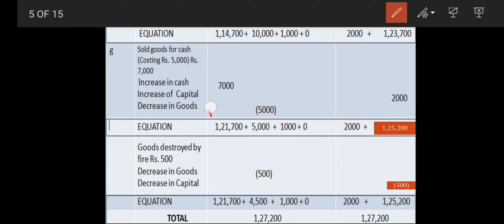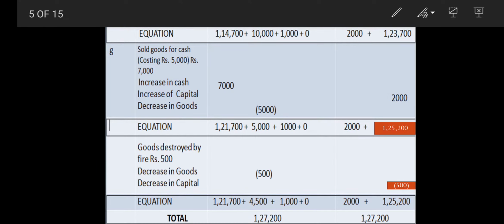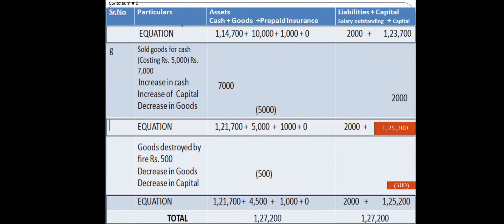At the same time, my cash increases, and overall I am earning a profit. So capital here increases. In this particular case, you can see the net effect will be 7,000 minus 5,000 gives you 2,000 as a net effect, and on the opposite side also 2,000. This way we have to tally ourselves, so that our total of A is equal to C plus L will never be wrong. So in this case also we had completed this, and we understood that both sides are 1,27,200.